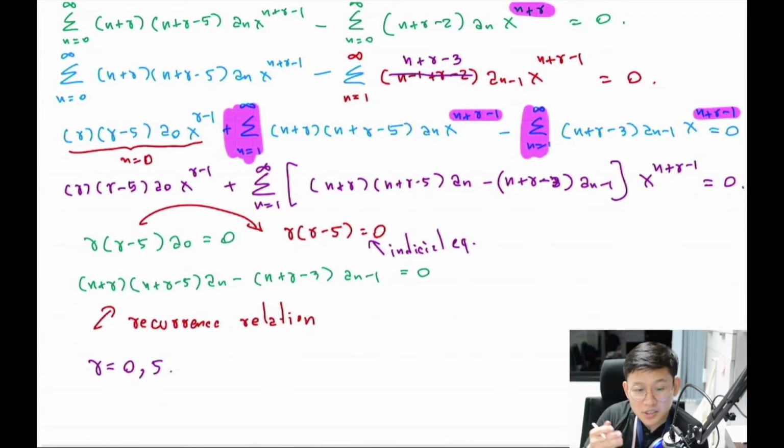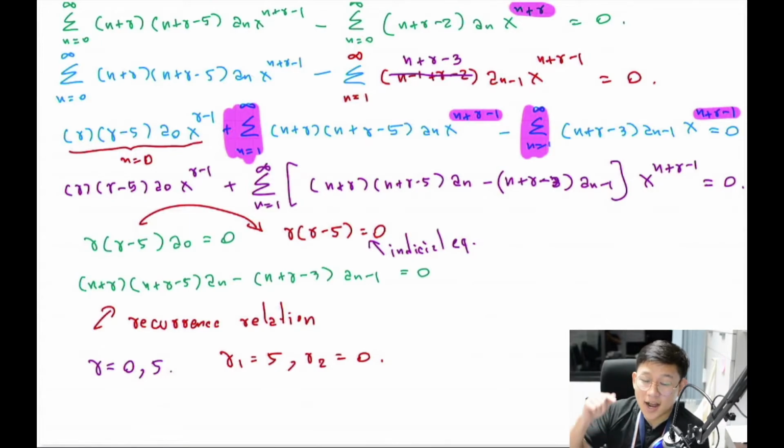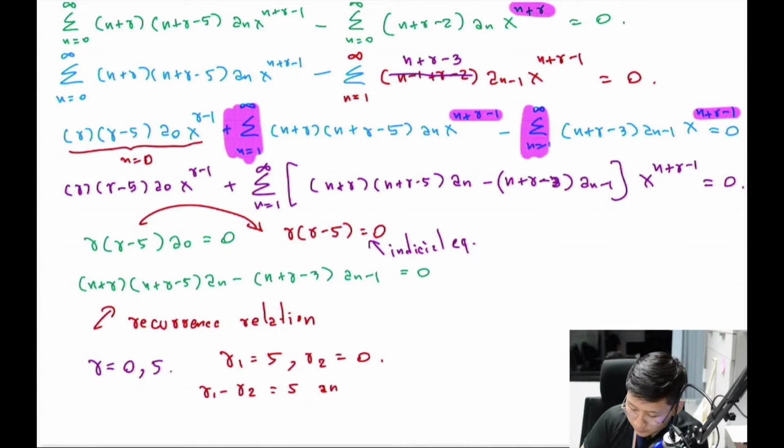Okay, but here r is 0 and 5. So I will take r1 as 5 and r2 as 0. Don't forget, guys, r1 is bigger than r2. So r1 must be 5, r2 is 0. And r1 minus r2 is 5, which is an integer.